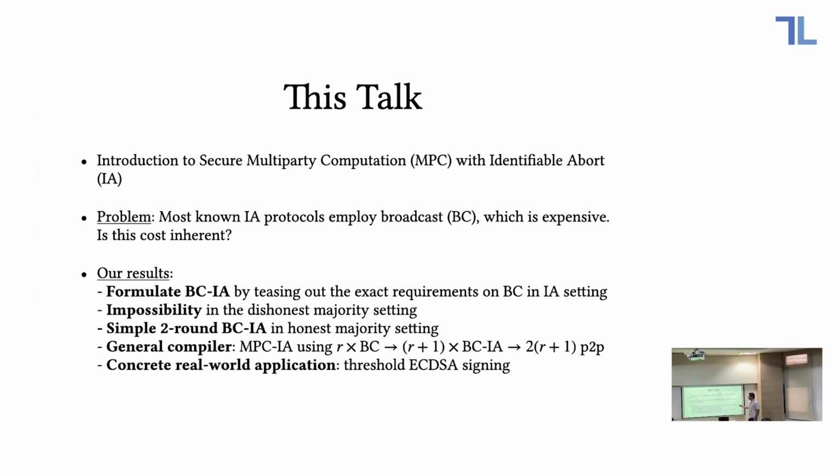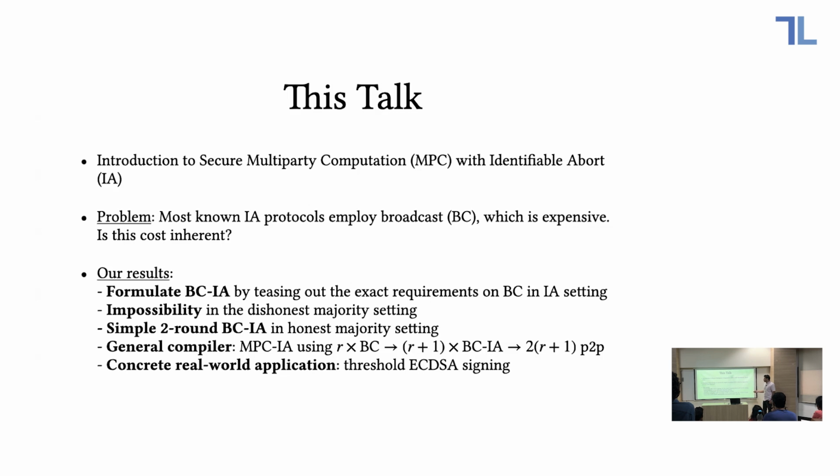And so we ask if this is inherent, that MPC protocols that achieve identifiable abort should inherit the complexity of broadcast. And we show that this is not necessarily the case. We formulate this notion of broadcast identifiable abort, BCIA, that characterizes exactly what we would want in the IA setting, which is a bit different from what we would want from broadcast regularly. We show that it's impossible to achieve this notion in the dishonest majority setting. But on the other hand, we show that in the honest majority setting, there's actually a pretty simple two-round protocol. I'll give the whole protocol here today.